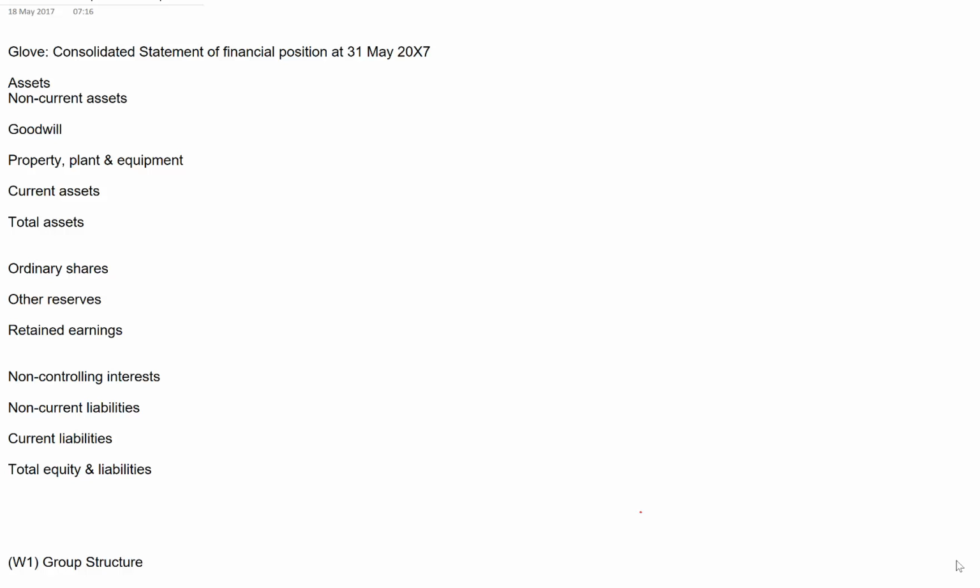This is a question called Glove. It's a complex group question. What I've done is short-circuited it slightly by writing out some of the headings just to save a little bit of time. What it is important to do in the exam is to have in your head a structure. Remember, you've got 15 minutes of thinking time effectively at the start of the exam.